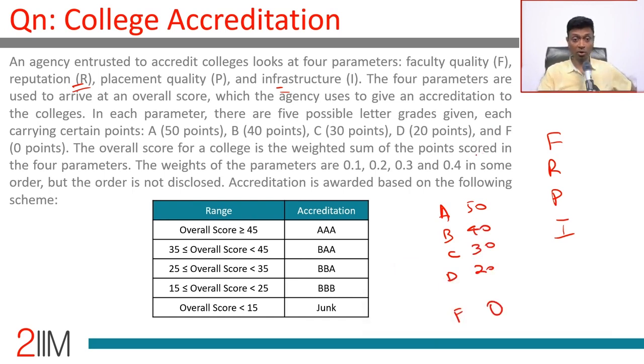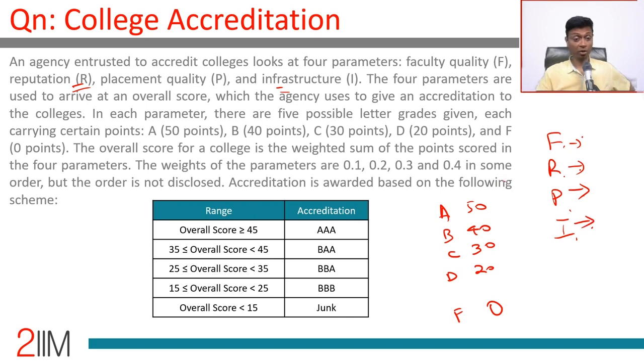The overall score for a college is the weighted sum of the points scored in the 4 parameters. So we give some weightages to F, R, P and I, and then we multiply by the ratings individually and get an overall score. The weightages are 0.1, 0.2, 0.3, 0.4 in some order, but the order is not disclosed. So F could be 0.1, 0.2, 0.3 or 0.4, R could be 0.1, 0.2, 0.3 or 0.4, and so on.